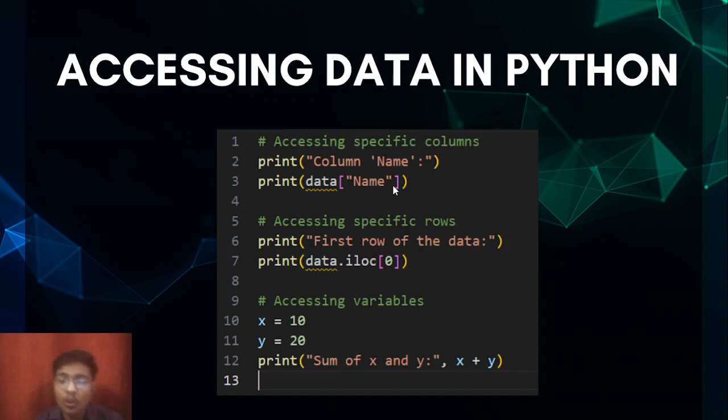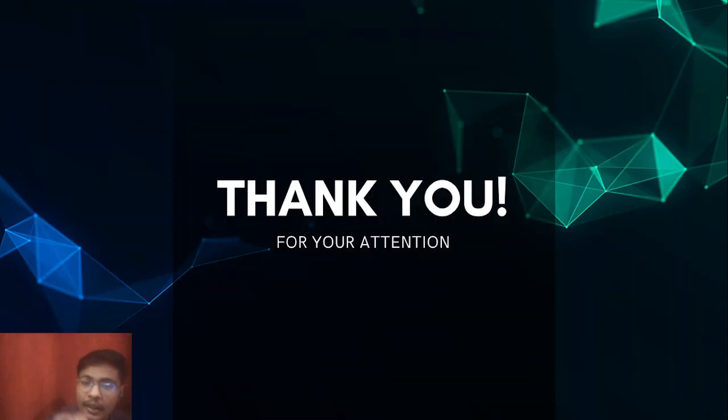Then the other is row wise data access. For that we use the .iloc parameter. Here we use data.iloc with square brackets and the row number. Here the row number starts from 0. So that's it for this video.